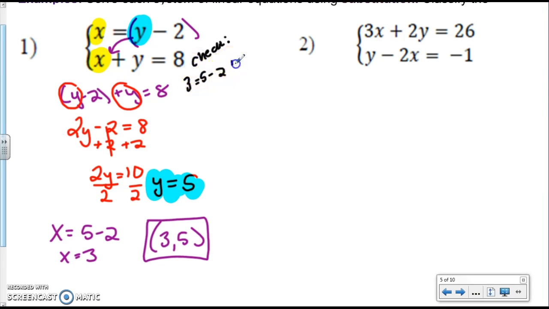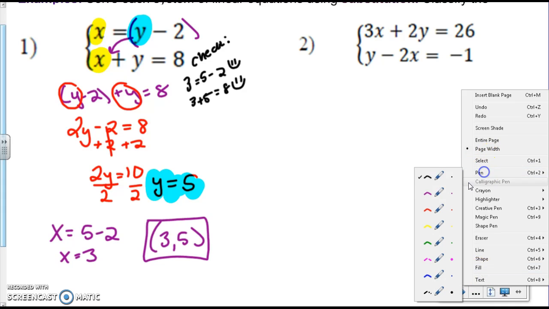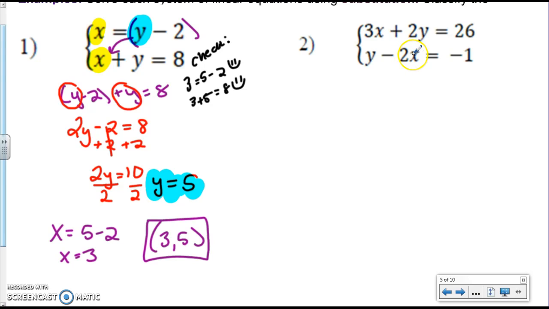Which, if I do 5 minus 2, it works. And I also have 3 plus 5 equals 8, which is also working. Okay, so my check step is here. You do not have to show that on your paper. You can simply do that in your calculator and just make sure it works for both.